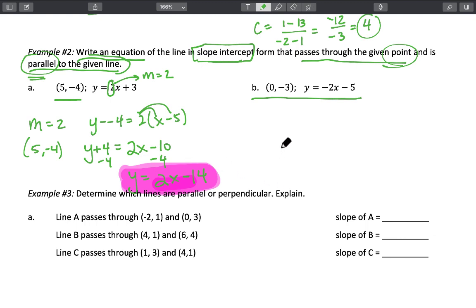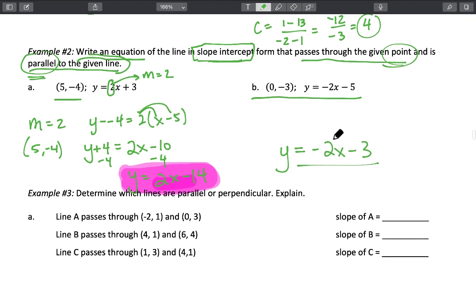All right, let's check your work. Did you get the equation y equals negative 2x minus 3? If so, great job. You found the line that is parallel to the line y equals negative 2x minus 5 and passes through the point (0, negative 3).